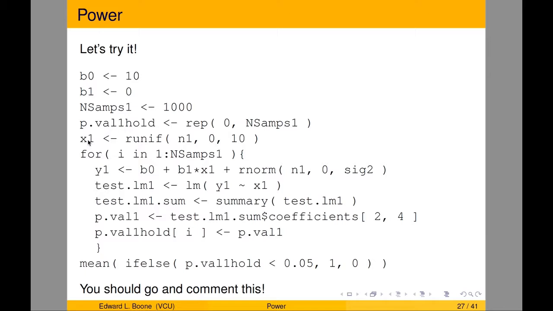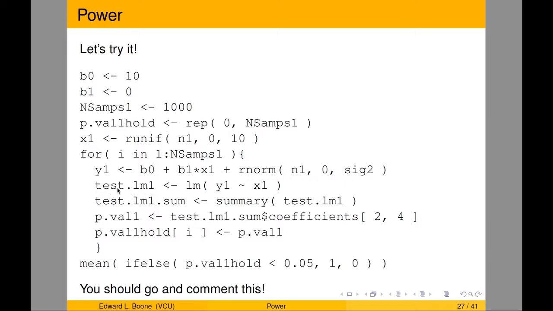Okay, and here, I don't have any real data, so my X data is going to just be uniform between 0 and 10, and N1 is the number of data points that I'm going to have. Here, for i equals 1 to the number of samples, the number of iterations I mentioned before, 1,000, we're going to generate Y1 as B0 plus B1 times X1, which is a simple linear regression. Then I'm going to add some noise to the end. This is that epsilon idea.